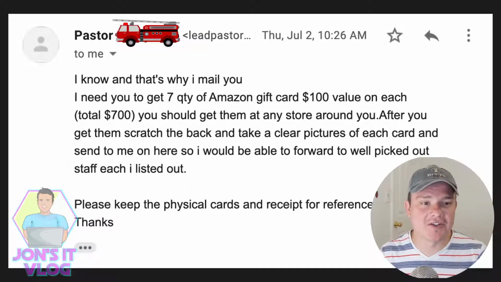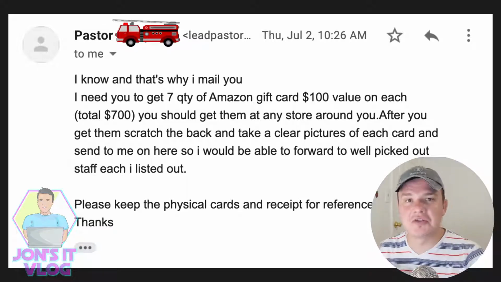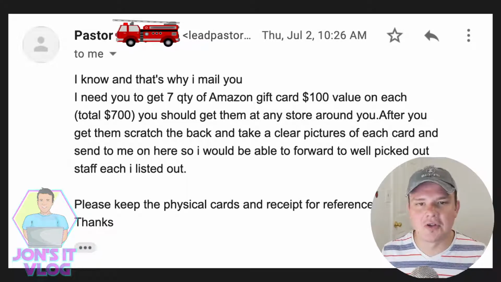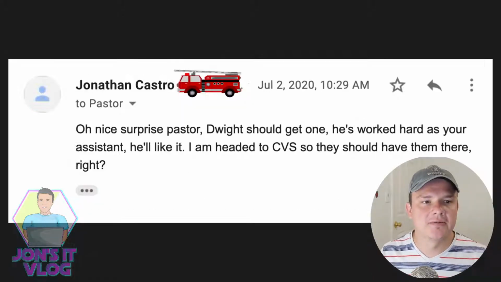All of those indications are very obvious. There is something wrong here. And at the end, he says, "Please keep the physical cards and receipt for reference purposes." So he's trying to throw that in there. Remember, we need to keep this in our books. And so it's gifts and everything else. So, just keep that on there.